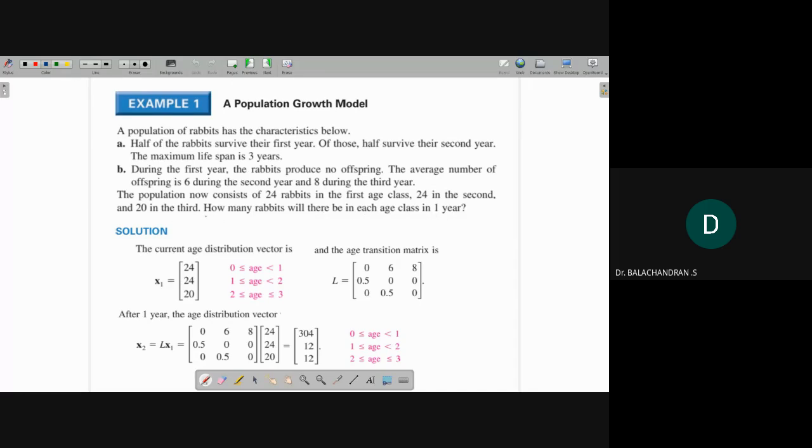Similarly, one more question you can add. Okay, one more question. How many rabbits will there be in each class in 2 years? That is one more question.